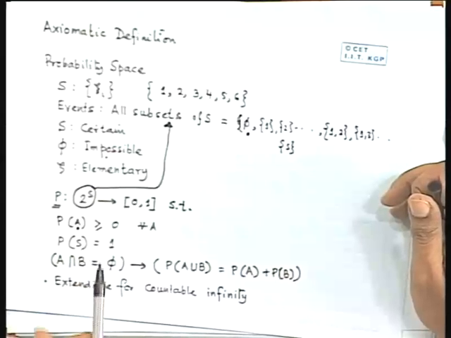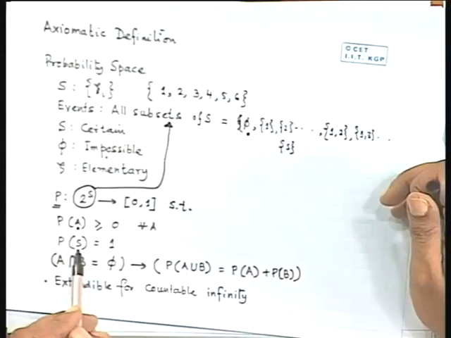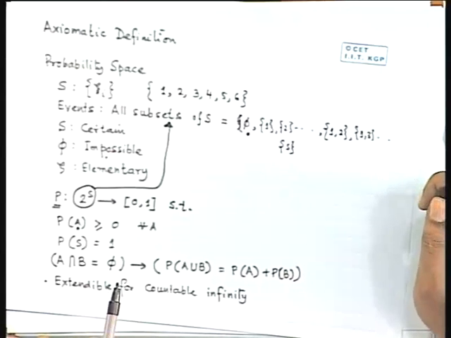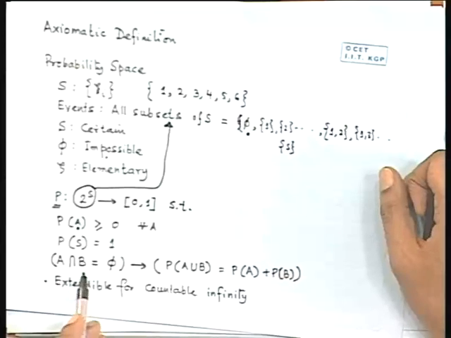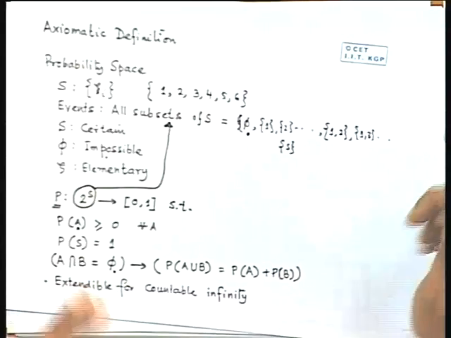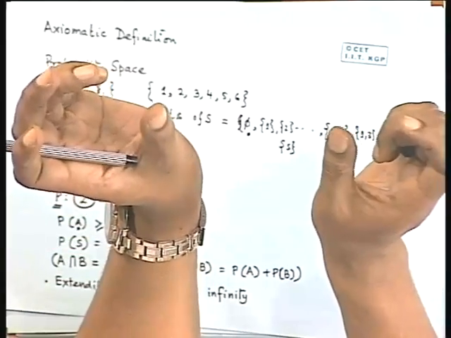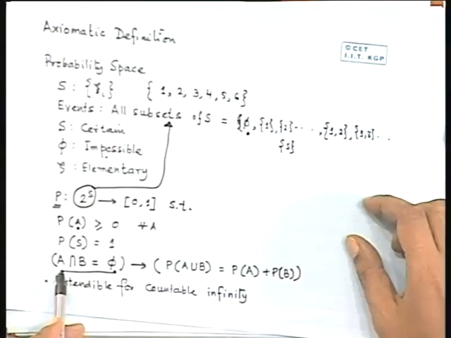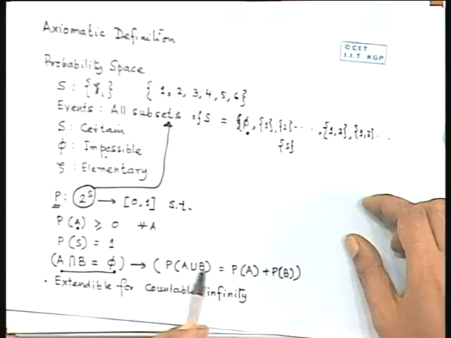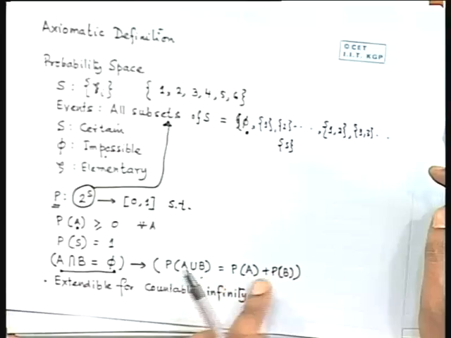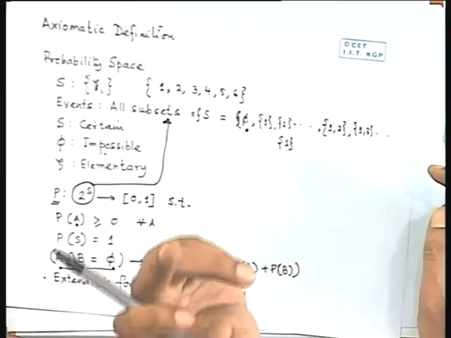Secondly, you must assign it in such a manner that the probability of S must be 1. That must be followed. You cannot make any other assignment for the event S. And if you have two events such that their intersection is null, that is, they are exclusive events, for example, one event is 1 or 2 occurs, another event is 3 or 4 occurs, these are exclusive events. If they are exclusive events, then the probability of A union B must be the sum of probability of A plus probability of B. You must assign numbers to these sets in such a manner.